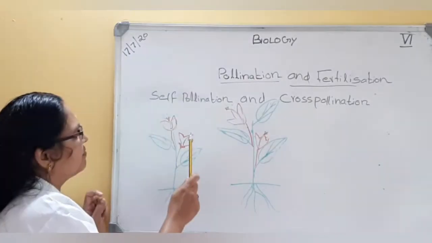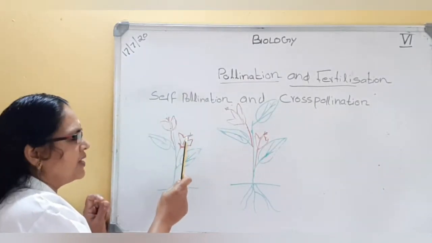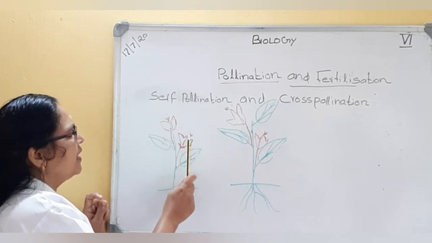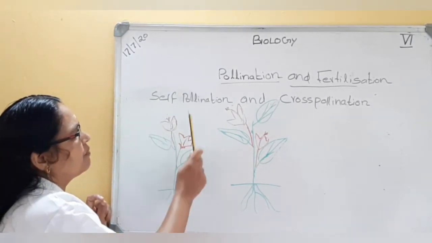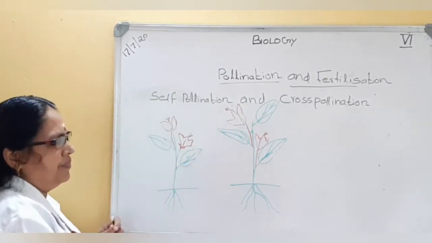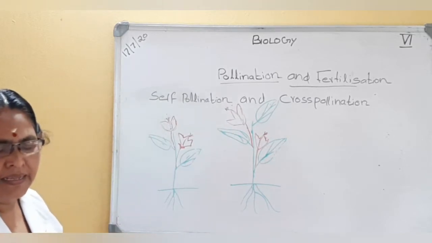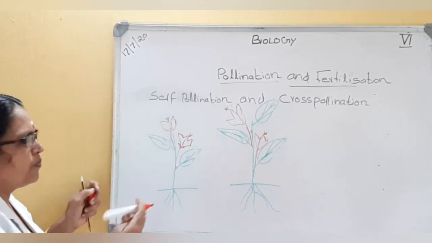Then next one is the cross-pollination. That means if the pollen grains produced in the anther of a flower is transferred to the stigma of the other flower born on another plant, then it is called cross-pollination.